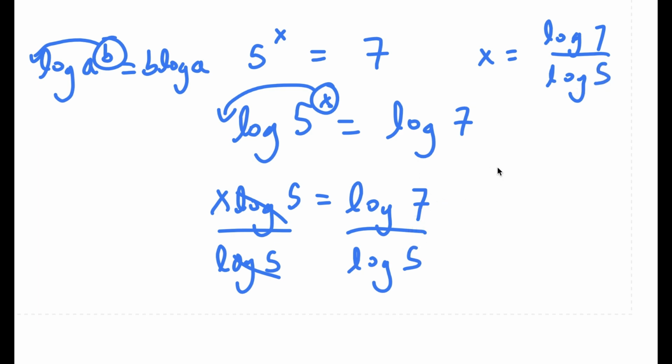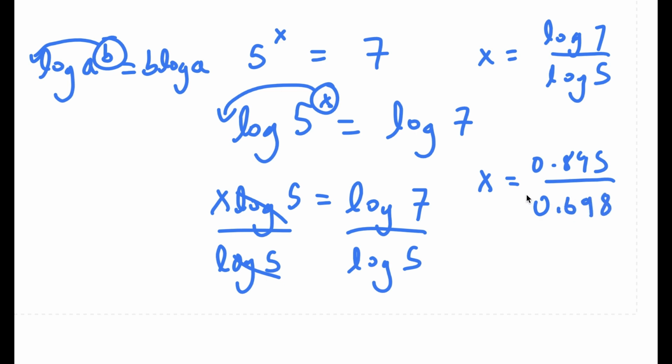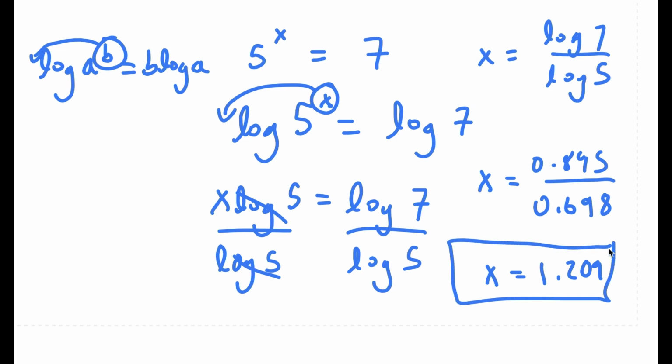So log 7 is actually equal to 0.845. And log 5 is equal to 0.698. So log 7 over log 5 is going to equal approximately 1.209. So this is my answer.